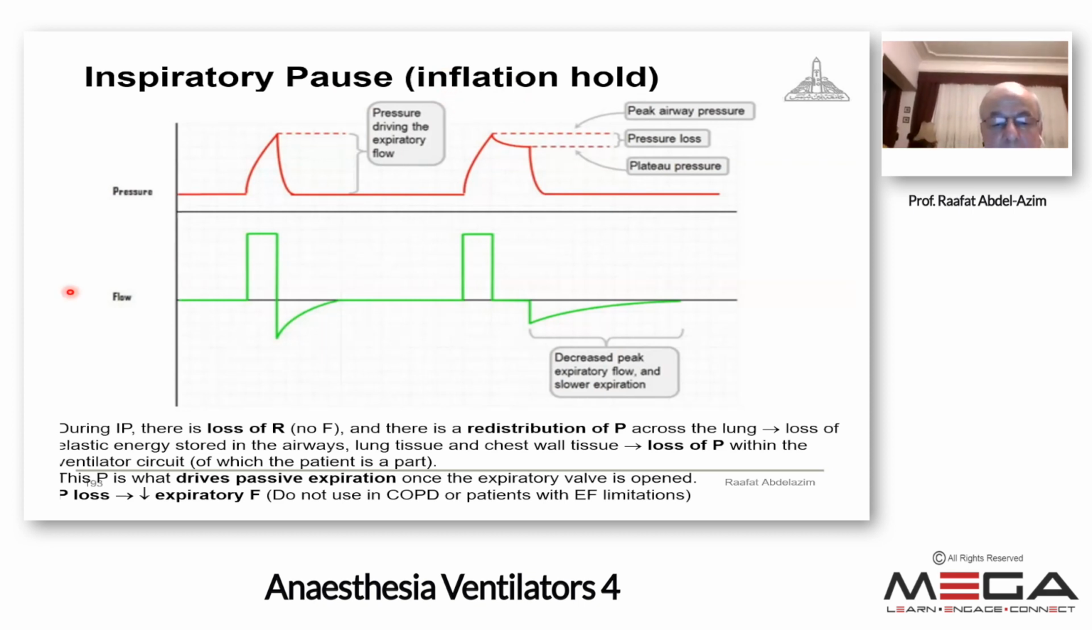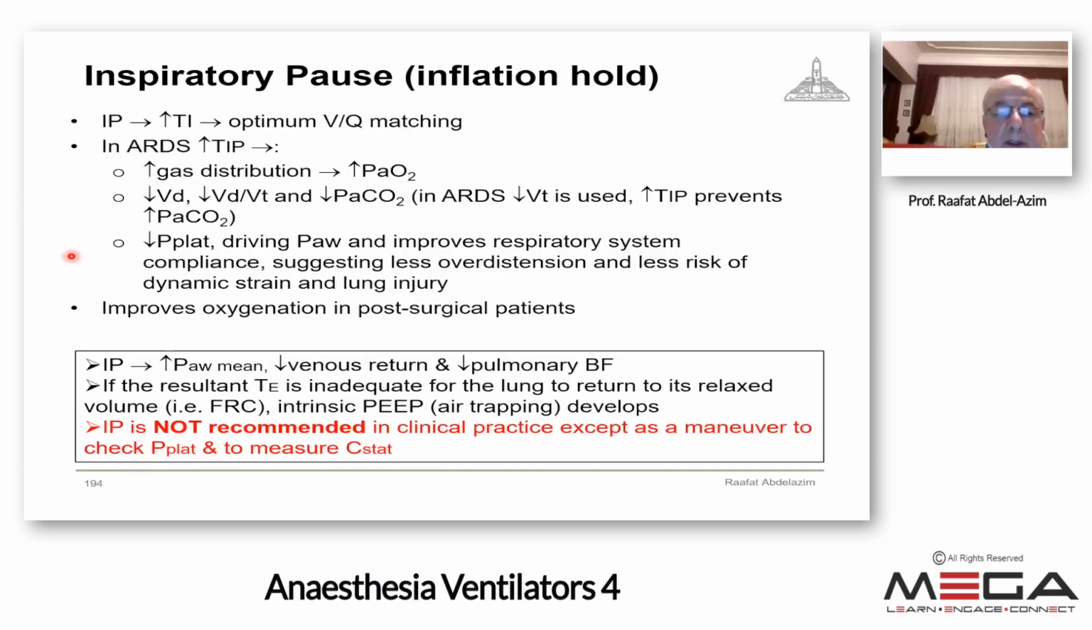As I said before, during this hold or pause, there is no flow, and there is redistribution of gas among the alveoli, from the high pressure to the lower pressure alveoli, or from the less compliant to the more compliant. This will reduce the pressure. At this point of no flow, there is no resistance pressure. It is only redistribution. In healthy individuals it has no visible effect, but it is more important in patients with some diseases like ARDS.